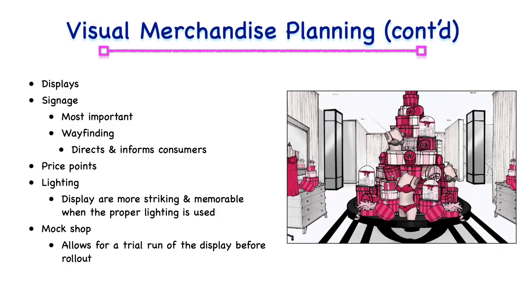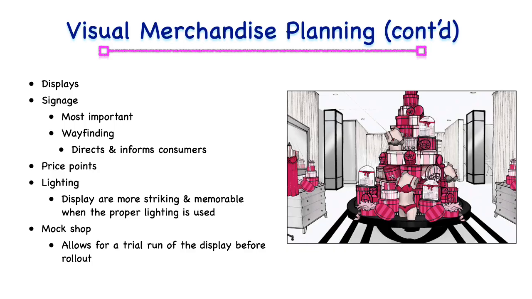So displays, signage, price point, lighting, these are all very important when you are planning to lay out your visual merchandising throughout the store. Your signage is going to be one of the most important things that you can have. You want to have the proper signage that directs and informs consumers. It will direct consumers throughout your store to different locations, different categories of merchandise, but also it will inform the consumer about price points or any sales that you may have going on for your particular store and products.